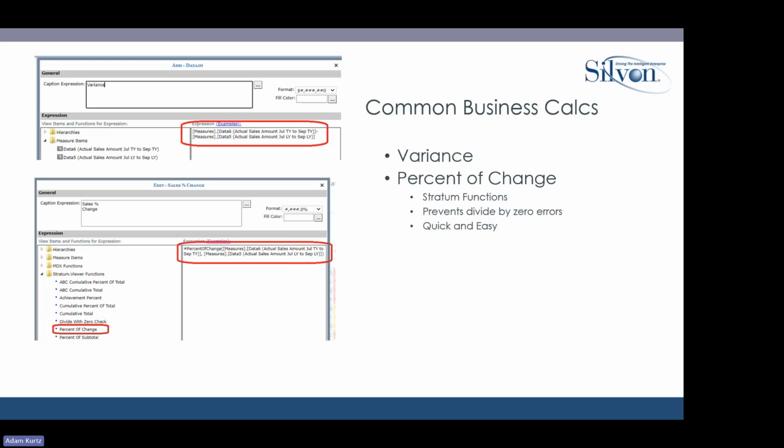And then down on the bottom, we're using a function that we provide under Stratum viewer functions. So this is what Silvon provides in terms of making calculations easier, these different functions. Otherwise you'd have to actually do the math to figure out the variance and then take the variance over last year's sales, whereas this particular measure does that for you. And on top of that, if you divide by zero, it won't show a nasty divide by zero error. So that's another reason to use these functions: it avoids noise essentially.